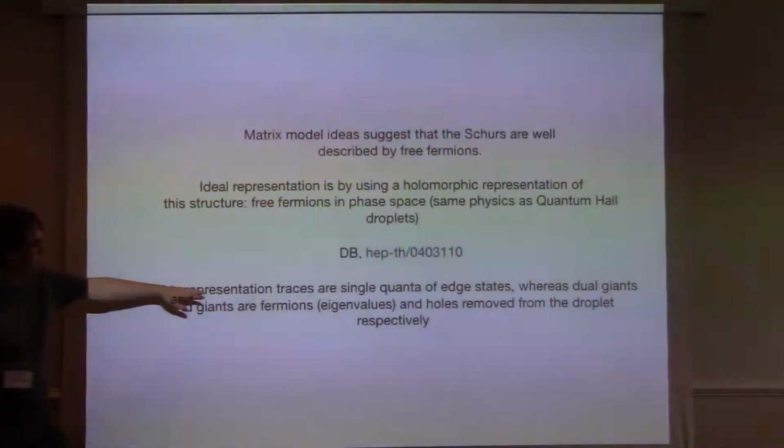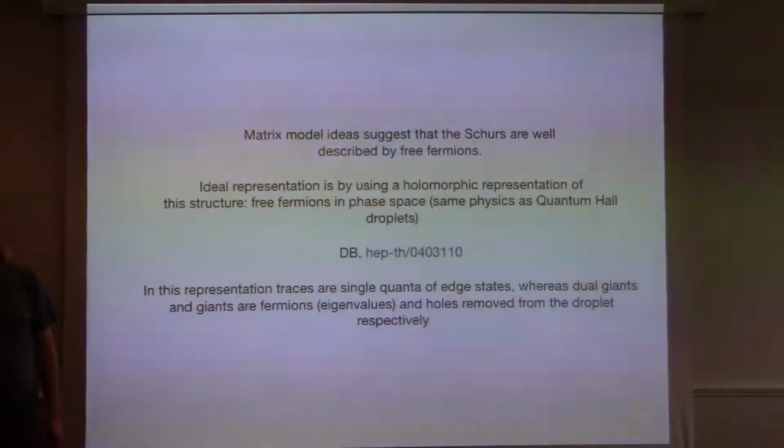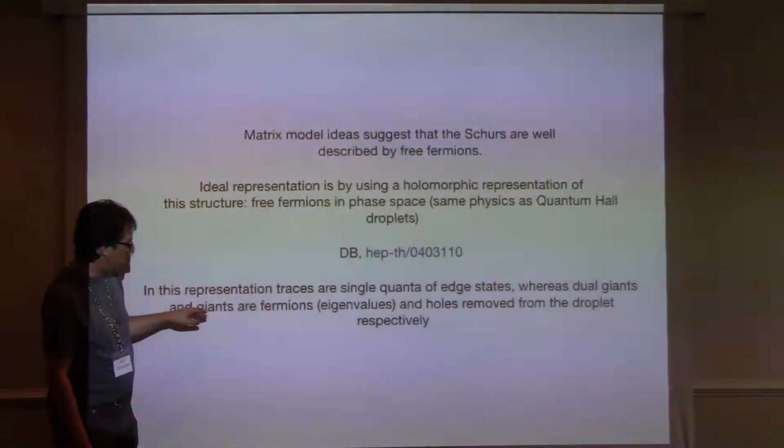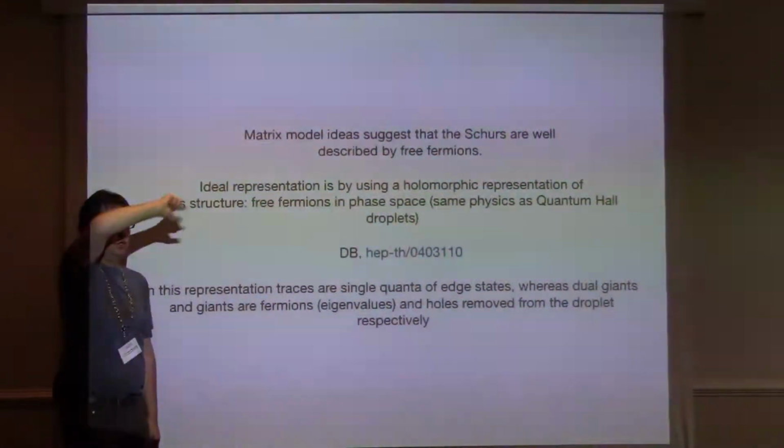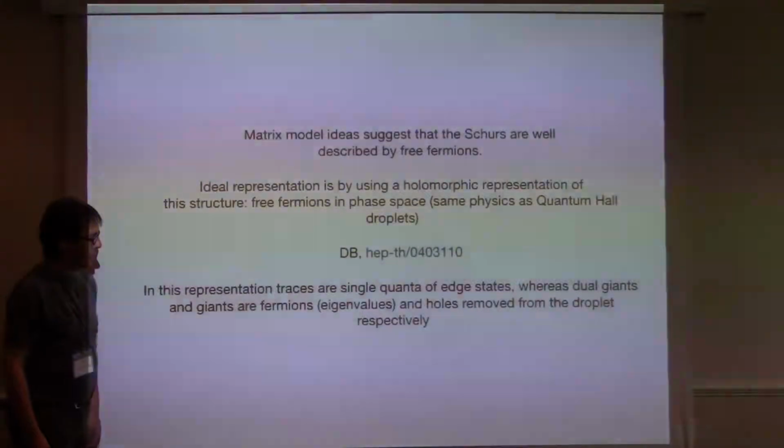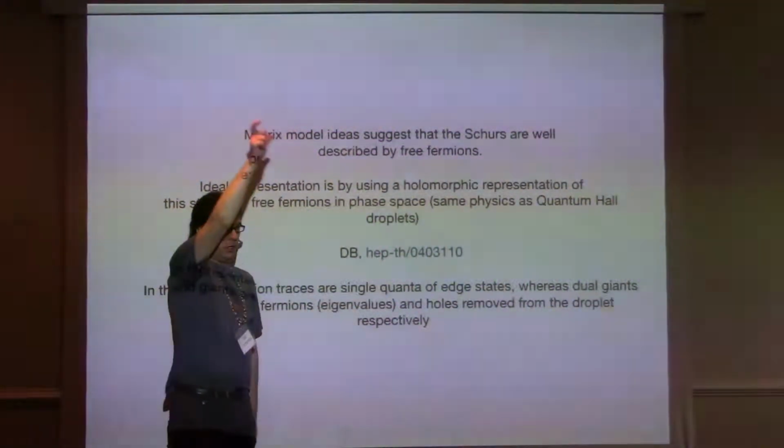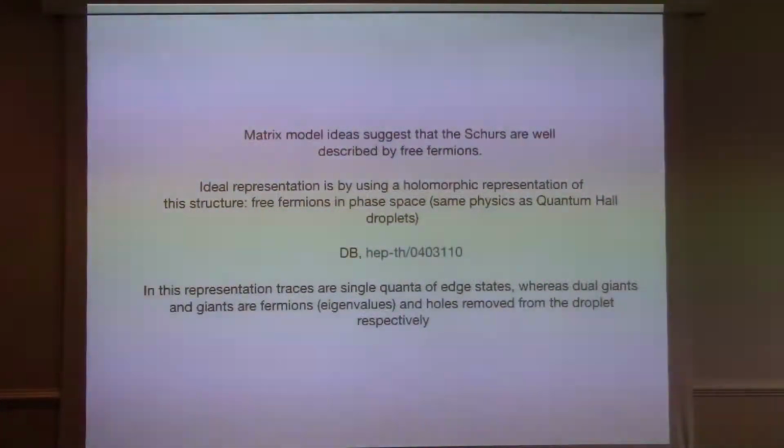In these representations, you think of traces as edge states and single quanta with fixed momentum on the circle of the edge. Whereas dual giants and giants are fermions and holes removed from the droplet respectively. There's a sense in which fermions are just the rows of the diagram, and then dual fermions or holes are the columns. There's no distinction between fermions and holes in terms of description on both sides, but a hole can only go all the way to the center of the disk and then cannot add more energy there.